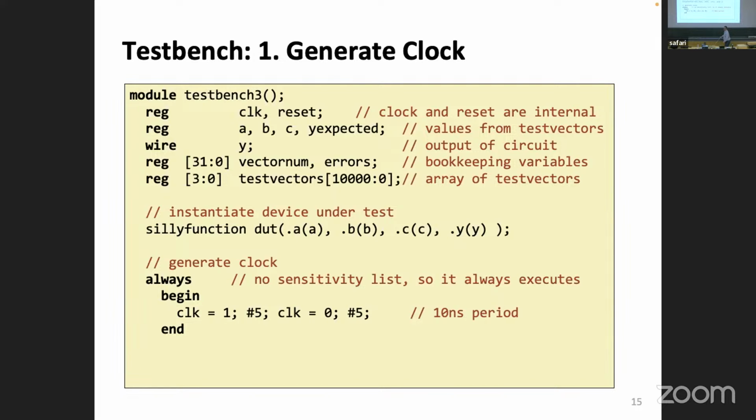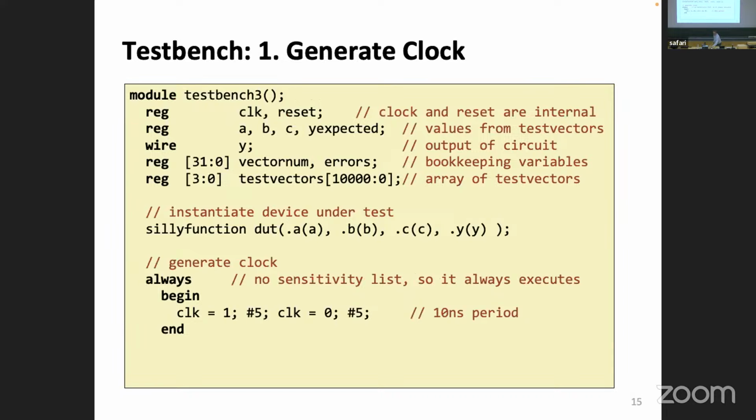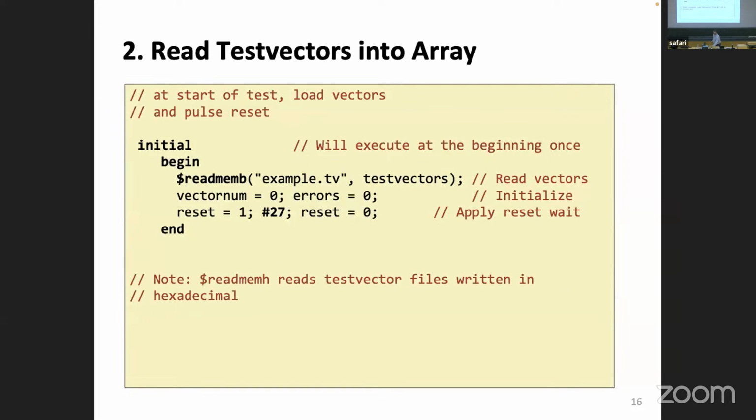Right? So one by one, I can go through the array like that. Initially, the vector num was 0. So the first vector I'm applying would be the 0th element of this array. Test vectors was an array of 10,001 entries. So the first one is 0, the next one is 1, the next one is 2, et cetera. So the first one I applied is here.